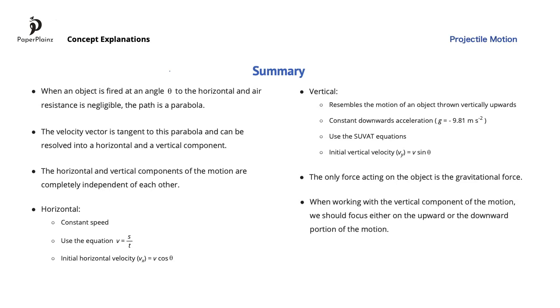The first is that when we are working with the vertical component of the motion, we should focus either on the upward or the downward portion of the motion. And the second, which is logical and straightforward, but people tend to forget about it, is that the time for horizontal motion is the same as the time for the entire vertical motion, which is composed of the upward and the downward portion. This wraps up our discussion of projectile motion and completes the final video of subtopic 2.1.